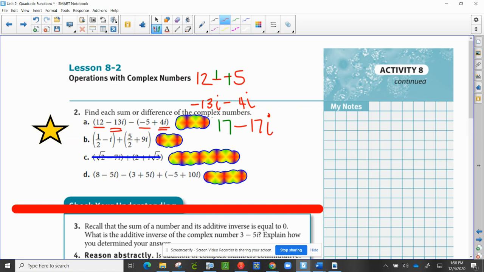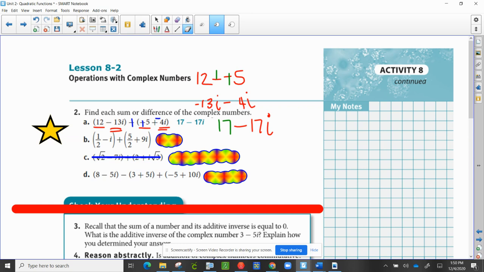So just be careful with subtraction with your integer operations. One trick you can do is change this to addition and then just flip the signs of everything that comes after it, and then it's just a combining like terms problem. That might make your life a little easier there. Looks like I got the correct answer.